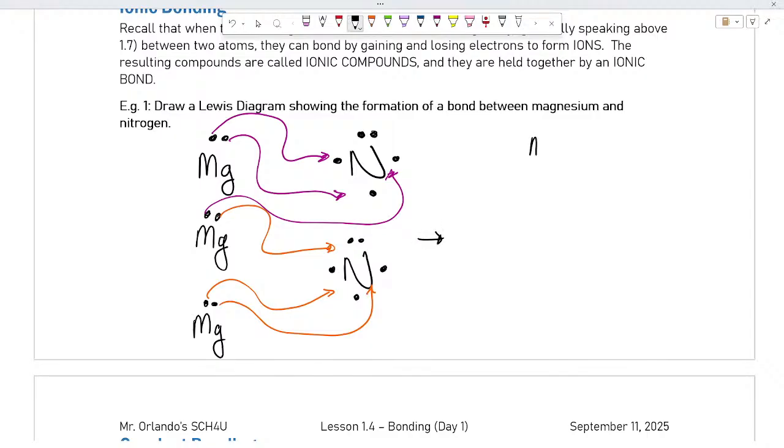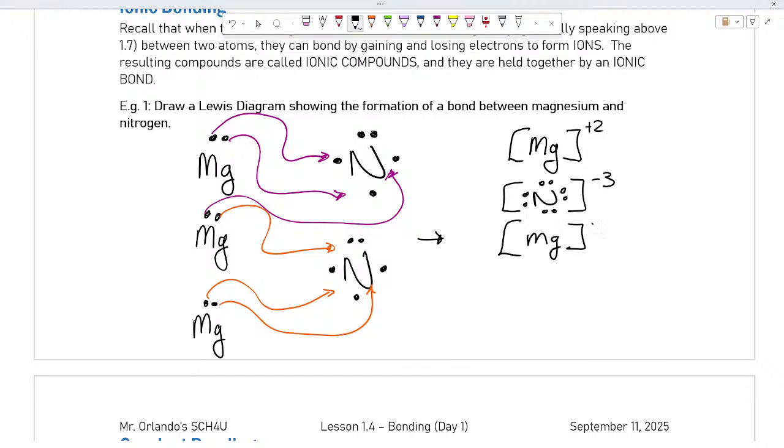We end up with magnesium with an empty outer shell. What charge will it have? Plus 2, because it gave away 2 electrons. Nitrogen will now have 8 electrons, right? It'll be minus 3. Mg will be empty at plus 2. Nitrogen will have a full one at negative 3. And magnesium will have an empty one at plus 2.